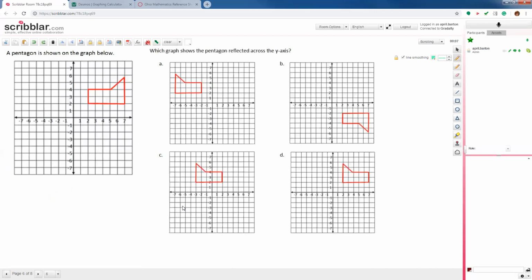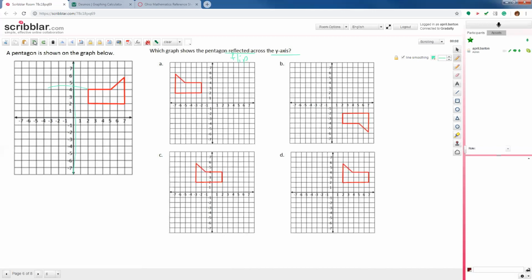So this one is a pentagon, is shown on the graph below. Which graph shows the pentagon reflected across the y-axis? Well, it could be on the other side, or it could be on the bottom. Yep, it's either on the other side or it could be on the bottom, and that's where the y-axis comes into play. So reflection is a flip, and the y-axis is the important part. That means we're flipping across this line. We're going over here.